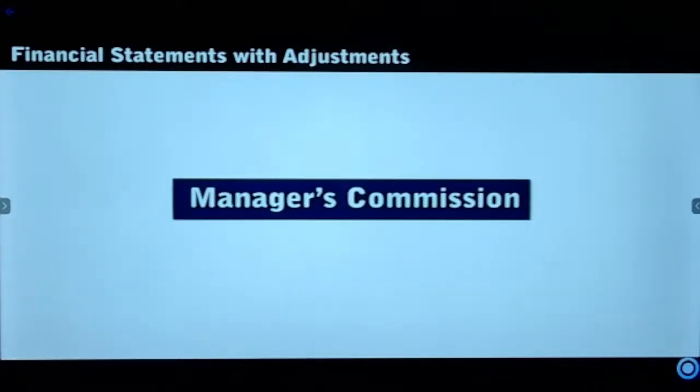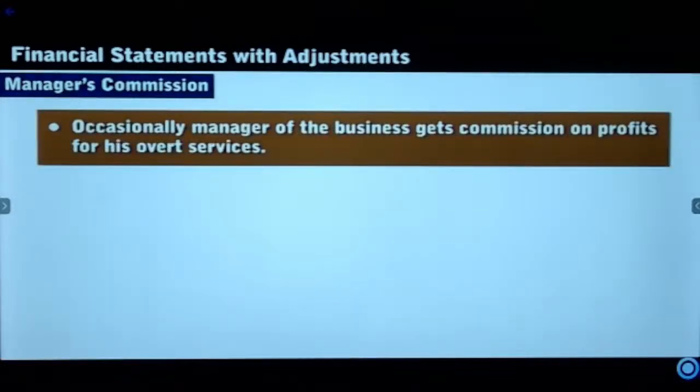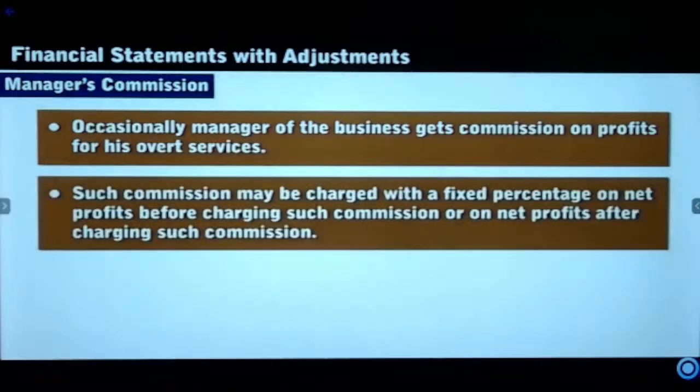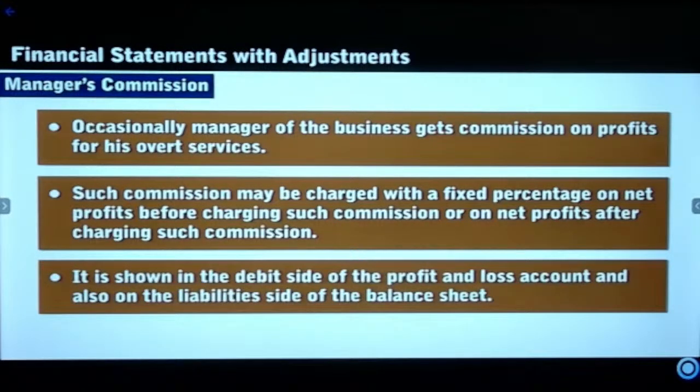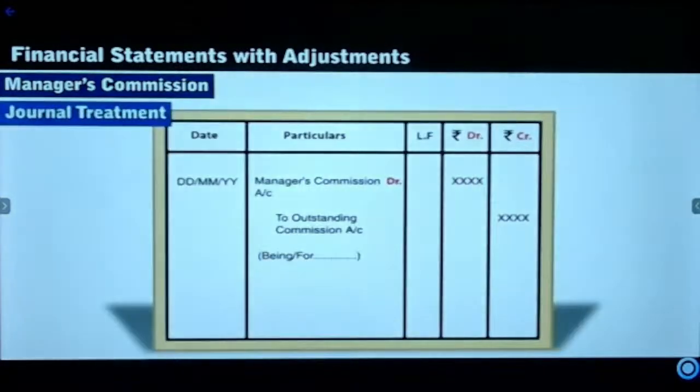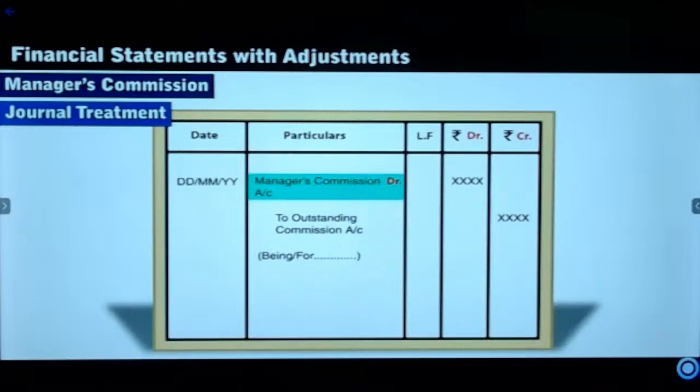Another adjustment is related to manager's commission. Occasionally, the manager of the business gets commission on profit for his services. Such commission may be charged at a fixed percentage on net profits before charging such commission or on net profits after charging such commission. It is shown on the debit side of the profit and loss account and also on the liabilities side of the balance sheet. Journal treatment will be manager's commission account debit to outstanding commission account.